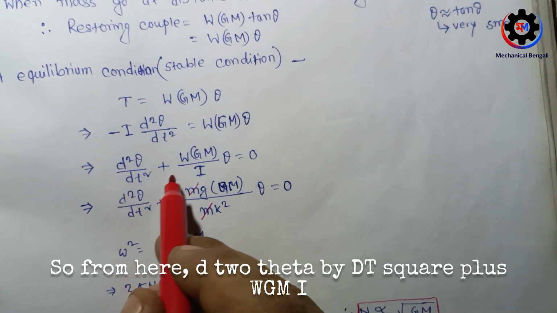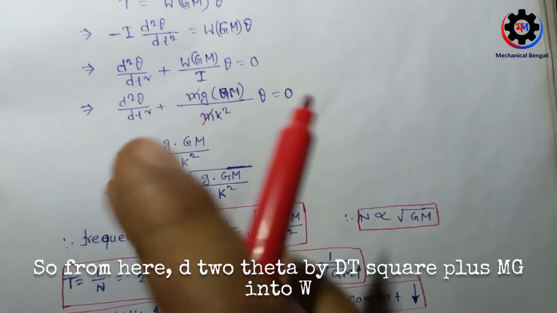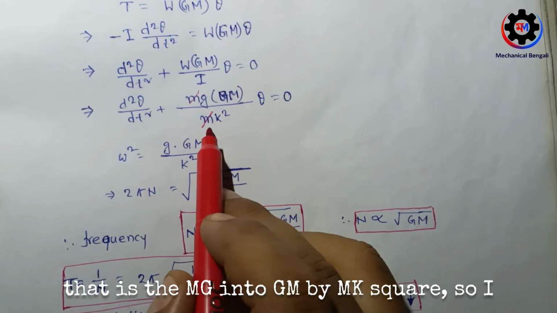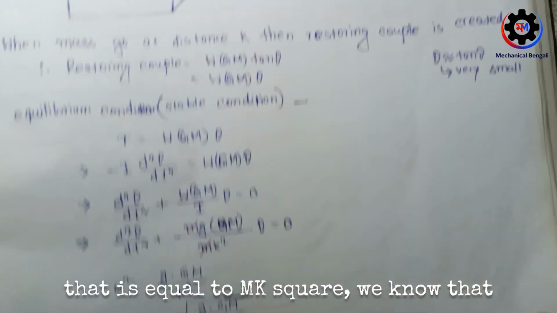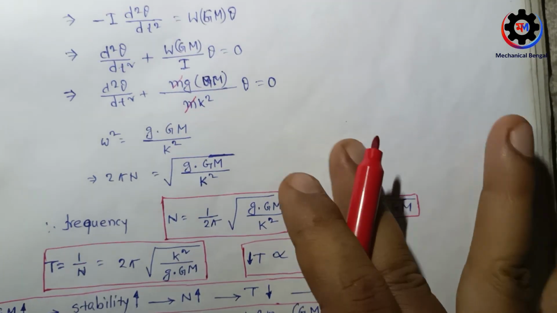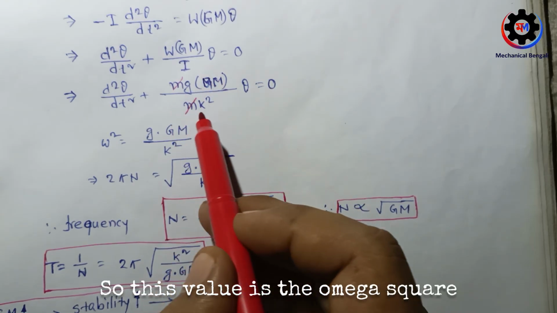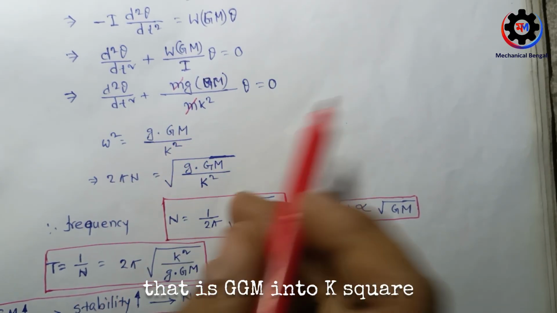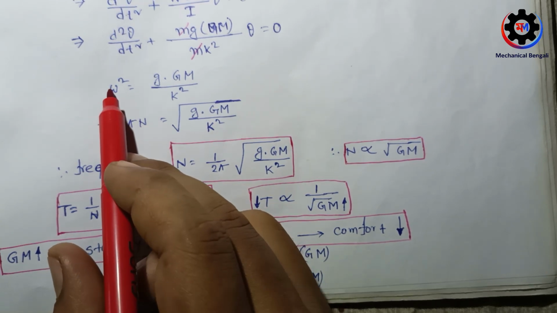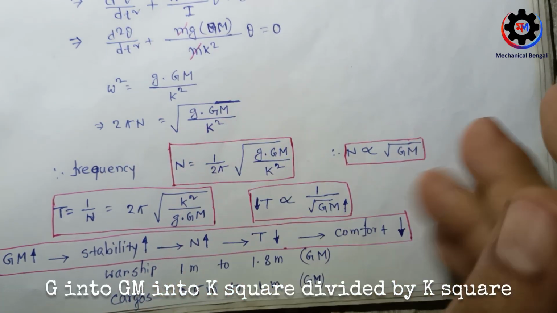From here, d2 theta by dt square plus W GM by I into theta equals 0. So d2 theta by dt square plus mg GM by mk square into theta equals 0, since I equals mk square. From here you can get omega square equals g GM by k square. Now omega equals 2 pi n, we know that. So 2 pi n equals under root of g into GM divided by k square.